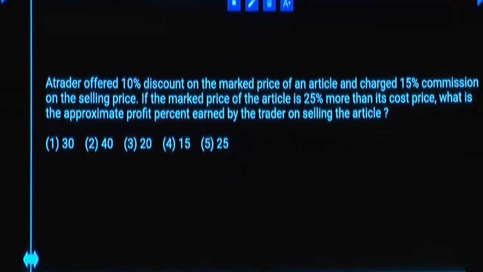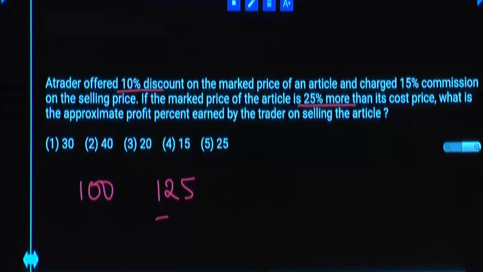A trader offered 10% discount on the market price of an article and charged 15% commission on the selling price. If the market price of the article is 25% more than the cost price, what is the approximate profit percentage earned by the trader on selling the article? Right. Now, profit percentage is calculated on what? Cost price. So let me start with cost price. If cost price is 100, market price is 25% more, that becomes 125%.